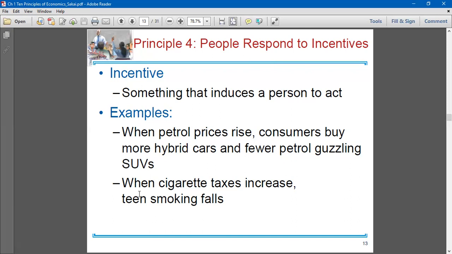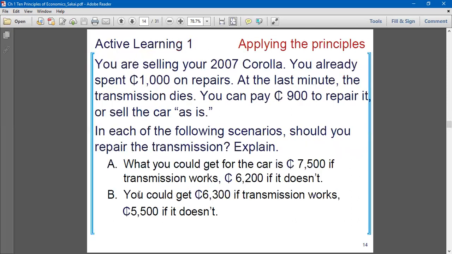So it's going to cause the smoking among things to fall. So that is how people react whenever there are changes in incentives. Whenever something triggers them to act, they do act. Let's look at an example of how these principles work.